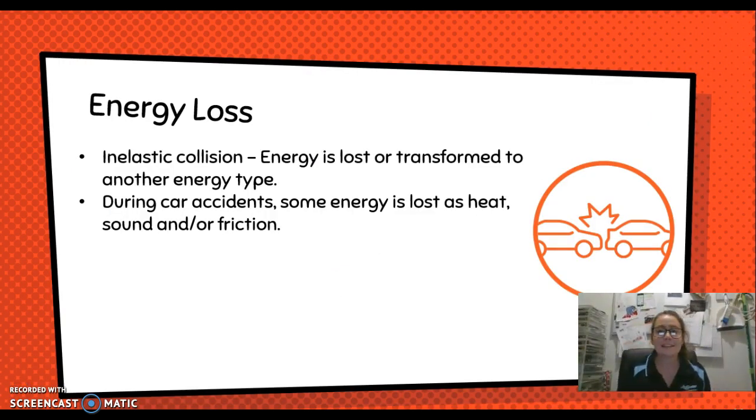Now, while we've been looking at energy transformation and energy transfer, it's important to keep in mind that energy is lost in car crashes as well. Car crashes are what we call inelastic collisions, which is when energy is lost or transformed to another energy type. That energy we're talking about is kinetic energy. Obviously, when we hit a wall, the kinetic energy, our movement, is going to stop. So it's therefore lost or transformed to another type of energy. And during car accidents specifically, this energy can be lost as heat from the brakes, sound, or friction from the tires.